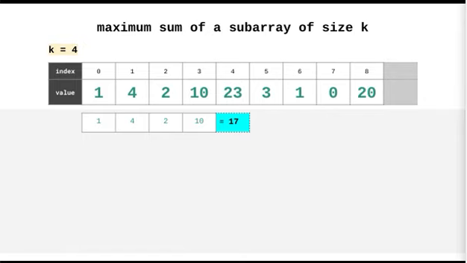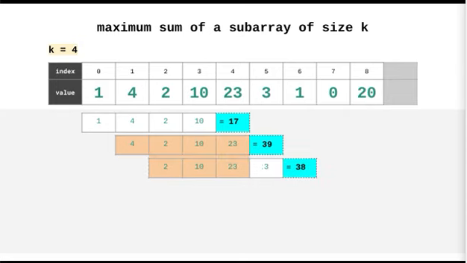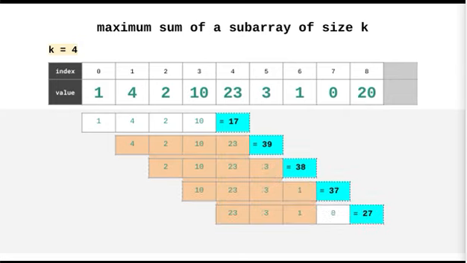Now, there is a problem with this approach. Here's the first subarray, and you see addition operations are performed for 1 plus 4 plus 2 plus 10. Notice when we get to the second subarray, we're repeating addition operations. We've already performed addition on 4 plus 2 plus 10 in the first subarray, and we're doing it again in the second subarray, and in the third, and the fourth, and all the remaining subarrays we're duplicating addition operations.